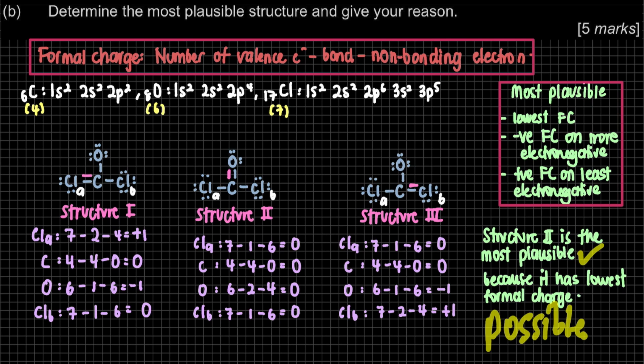Okay, then I have mentioned the reason, because it has the lowest formal charge. Okay, so again, if the question asks the most plausible, to determine it, first you have to calculate the formal charge. And then once you calculate the formal charge, how to determine the most plausible? There are 3 reasons here. So that is the solution for question B.